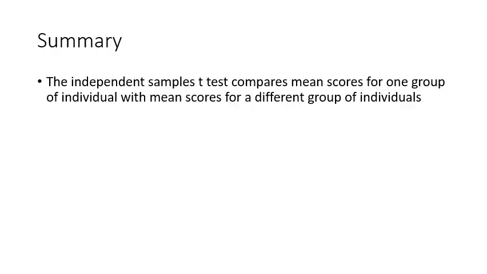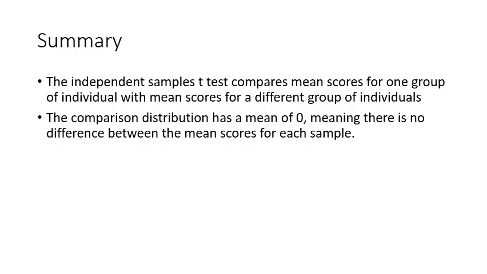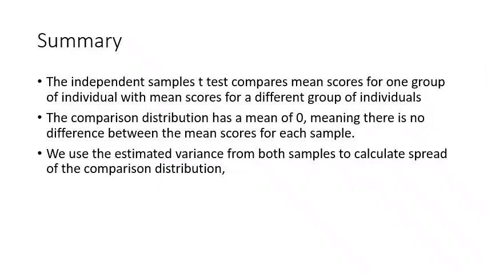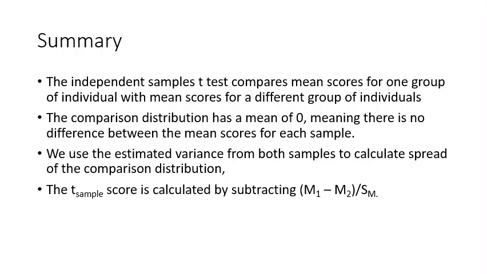So in conclusion, the independent samples t-test compares mean scores for one group of individuals with mean scores for a different group of individuals. The comparison distribution has a mean of 0, meaning there's no difference between the mean scores for each sample. We estimate the variance from both samples to calculate the spread of the comparison distribution. And the t-sample score is calculated by subtracting mean 1 minus mean 2 and dividing by spread.